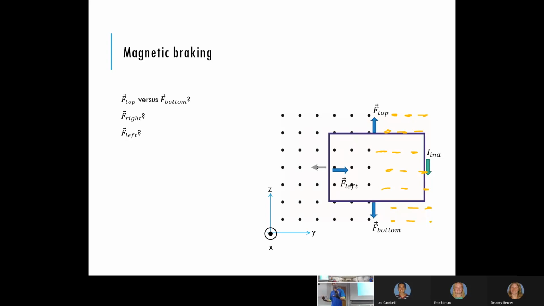No. Which means what's the induced current running through the loop? 0. Which means what's the net force acting on the loop? 0. There's the answer to your question. Once it goes all the way into the field, the induced current drops back down to 0.